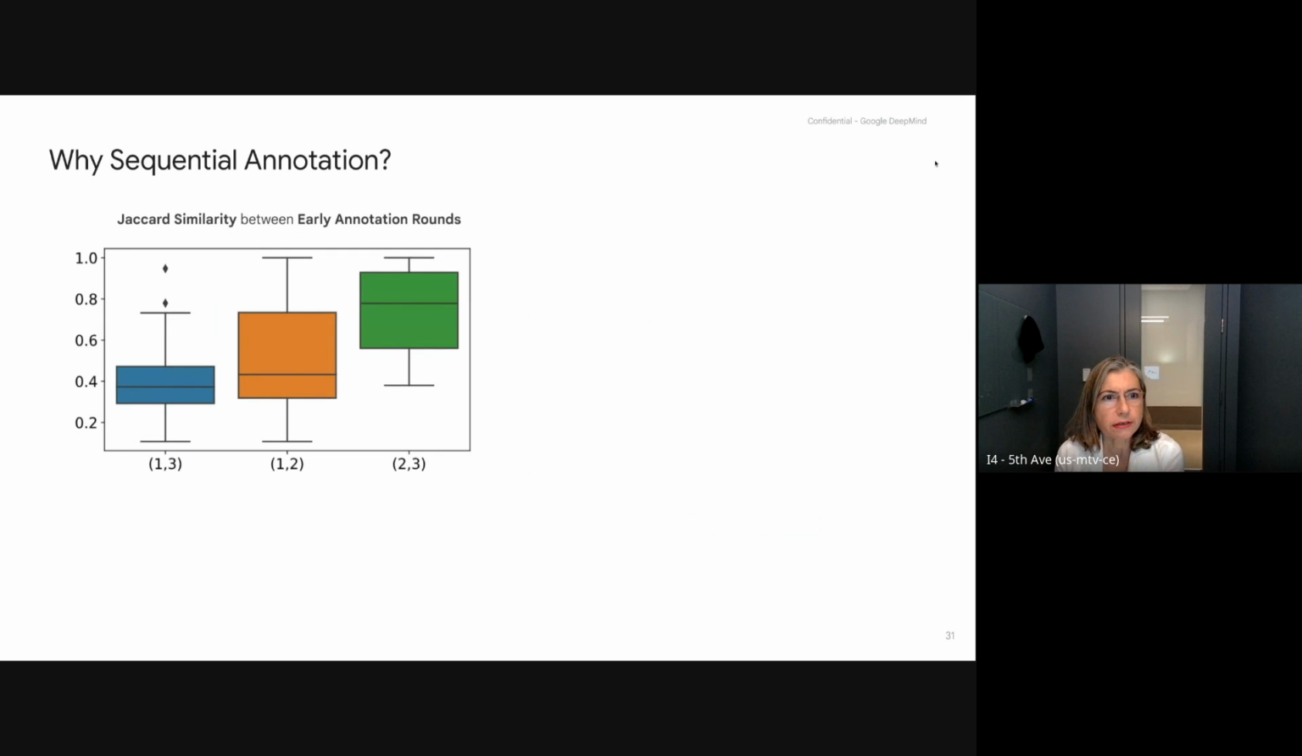We also check the Jaccard similarity between these rounds. So when we check the early annotation rounds, as you can see, there's a very low Jaccard similarity between round 1 and round 3. This is like the first and the third annotation. And as time goes by, for the second and third annotators, the Jaccard similarity is increasing, which means they are writing similar things.